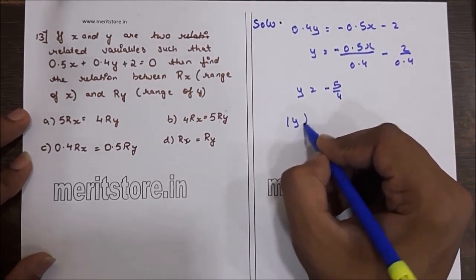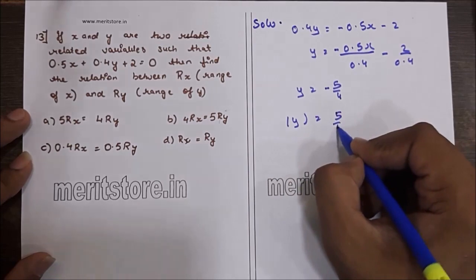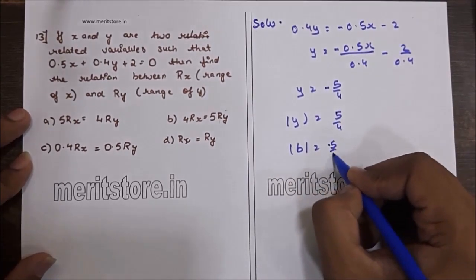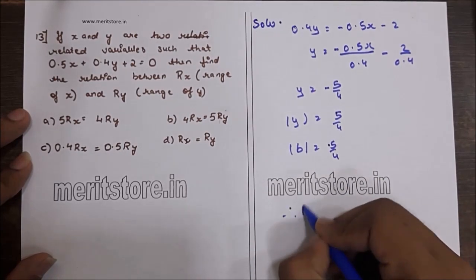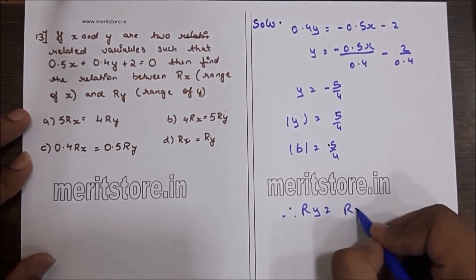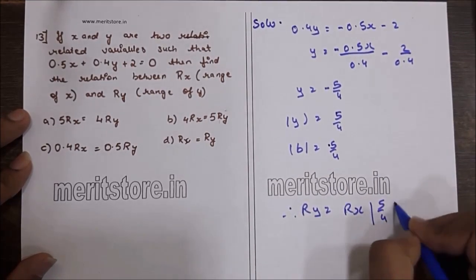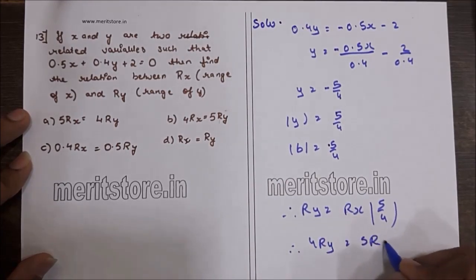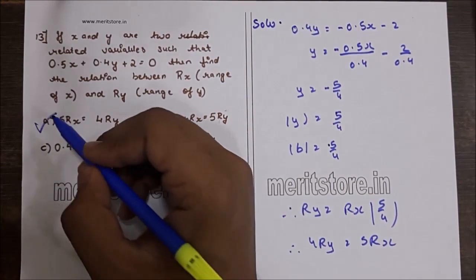Mod of y is equal to 5 upon 4. Mod of b is equal to 5 by 4. For ry is equal to rx mod of 5 by 4, that is 4ry equal to 5rx. Therefore, option A is correct.